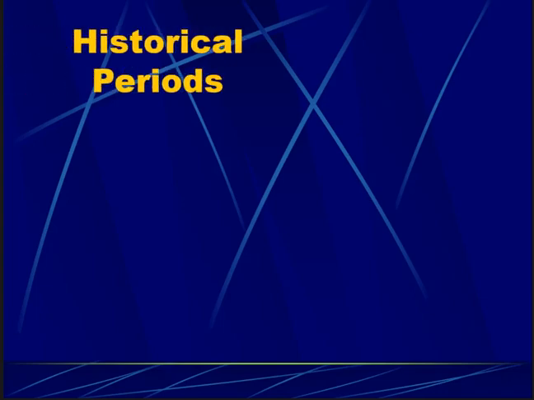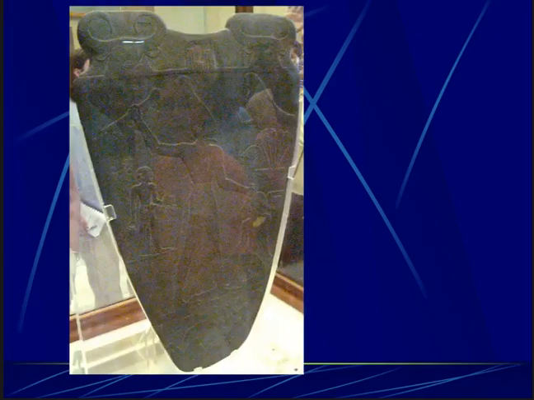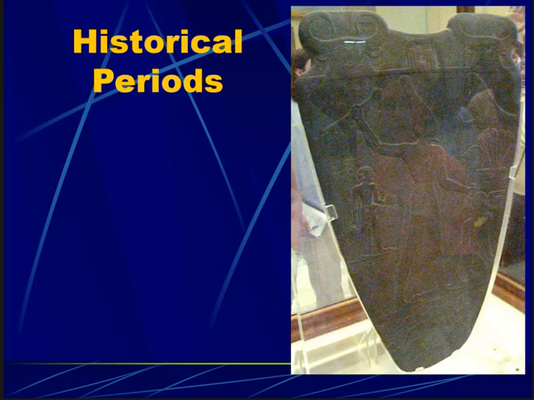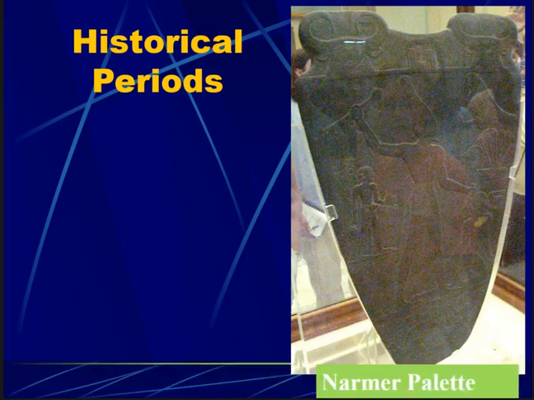So today we're going to talk about historical periods of Egyptian history. Here is the famous Narmer palette, so named for the pharaoh Narmer, also known as Menes.